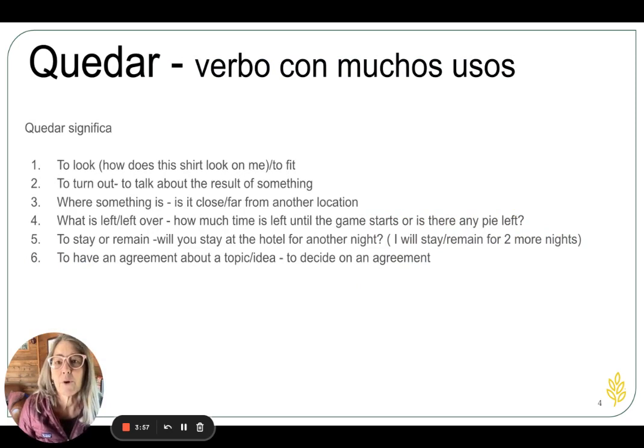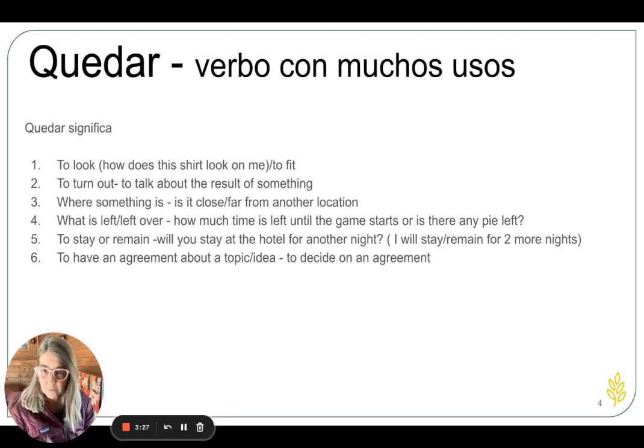So el verbo quedar, let's just know how to say it. The Q and the U is a ka sound, like the letter K in English. Quedar has many uses. Quedar significa, in inglés, to look or to fit. How does it look on me? How do these glasses look on me? How does this t-shirt look? How does it fit me? Is it too big or too small? To turn out, so it's the result of something.